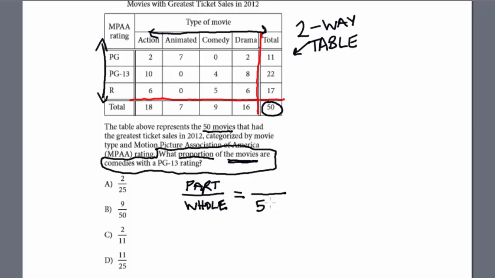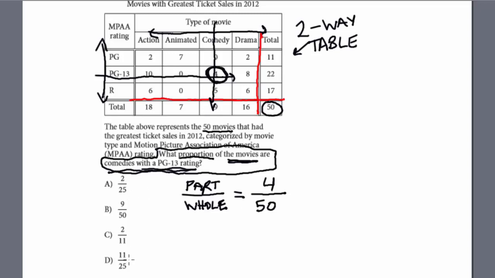So the whole is 50. All right. And what part are comedies? Okay, I go to comedies. 9. Well, no, because it says what part are comedies with a PG-13 rating. So I have to find out of these 12 cells which one shows me comedies with a PG-13 rating, right? And the answer is this one right here, which is the number 4, even though I drew over it. So the part is 4. So the answer is 4 over 50.